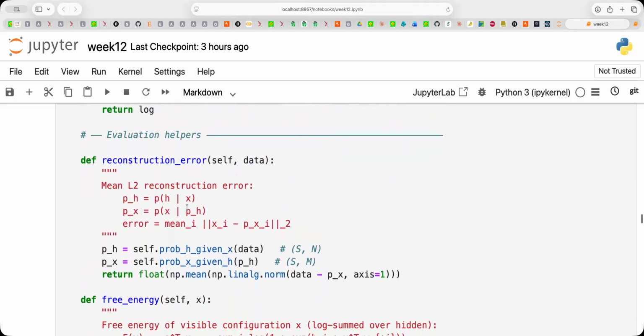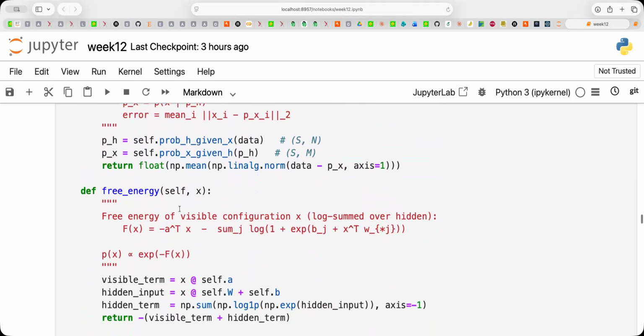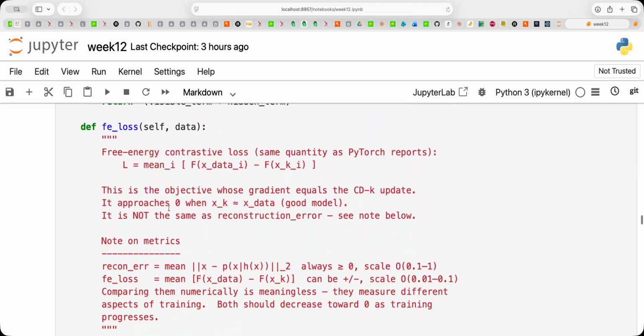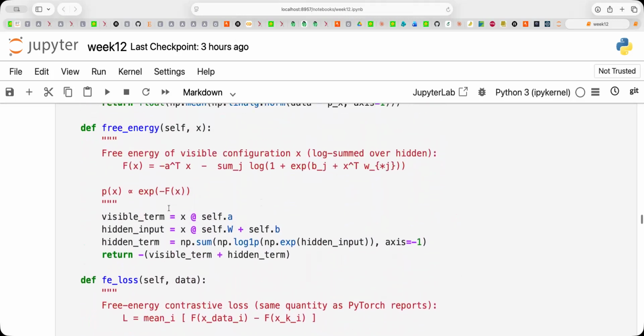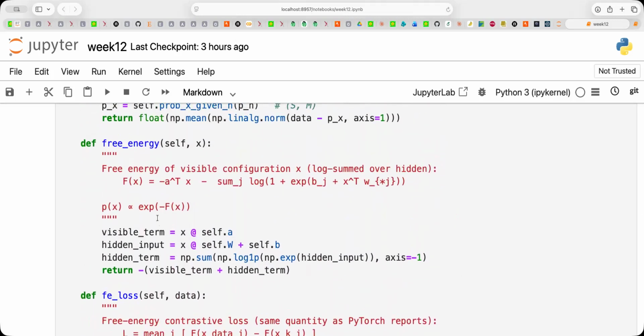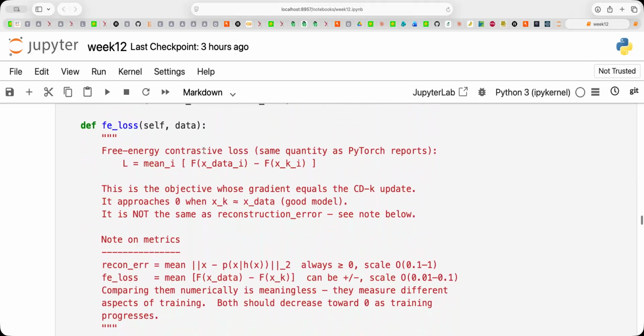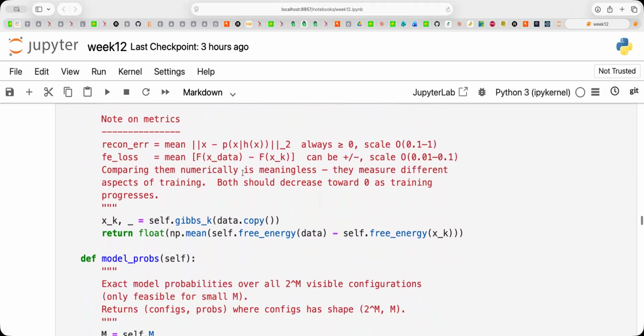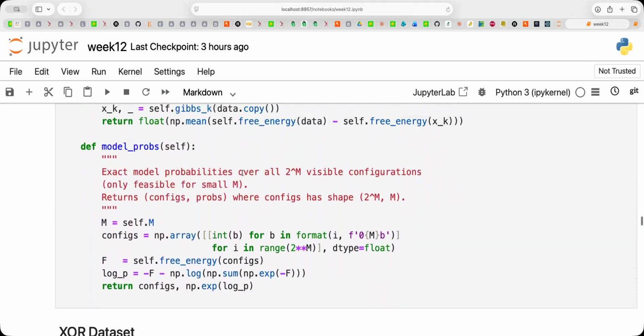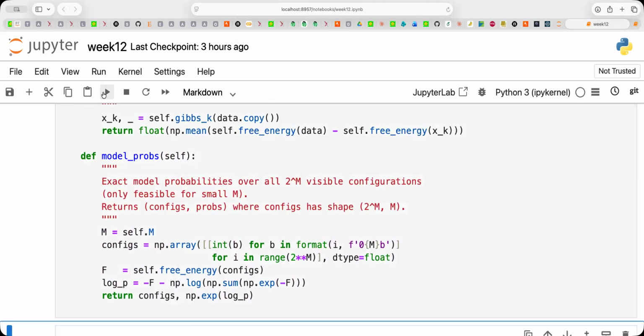And then the evaluation, I have the reconstruction error. And then I calculate this free energy, which I need, and the loss function. So the free energy is actually the negative log of the probability, summed over the hidden variables. And so I need this probability here. And then the loss function is actually this contrastive loss, which is the mean value which we have here. Then we calculate model probabilities. So let me just rerun this one.